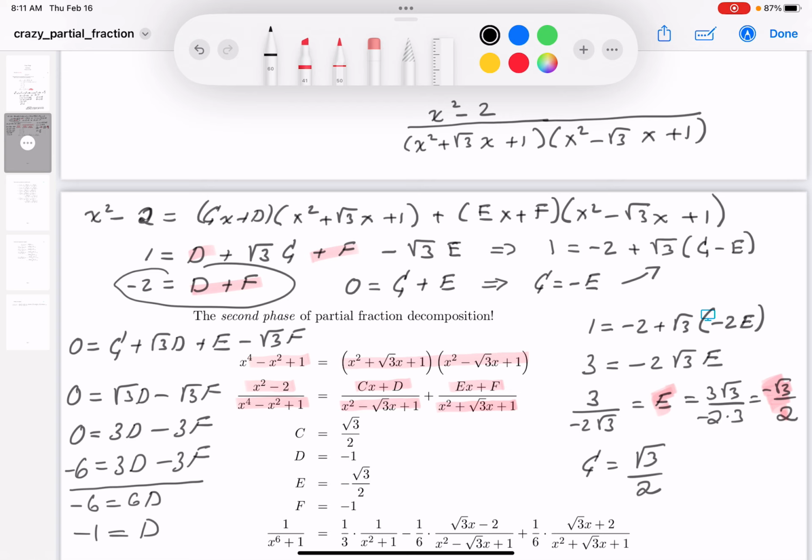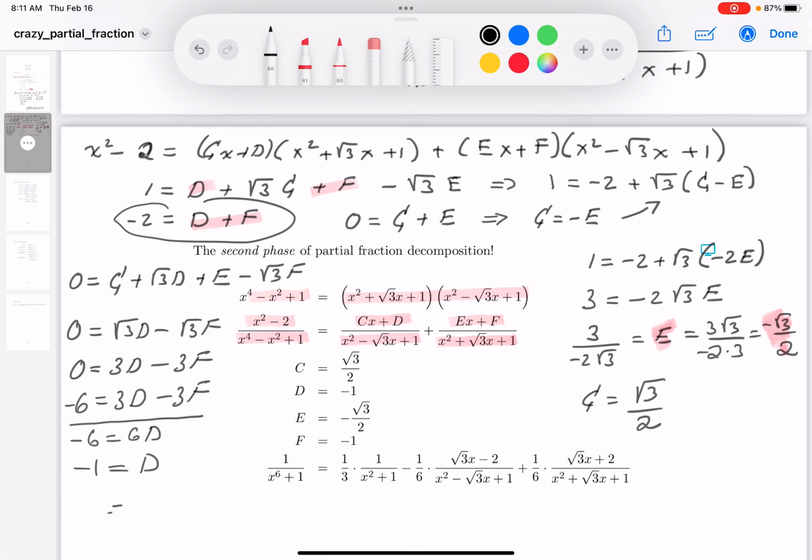I got E, I got C, I got D. And I know what F is now too. And how do I know that? I'm looking at this over here. It also has to be minus 1. So I found them all. I found C, which is root 3 over 2. I found A, which is minus root 3 over 2. I found D, which is minus 1. And I found F, which is also minus 1. All right, I equated coefficients there.